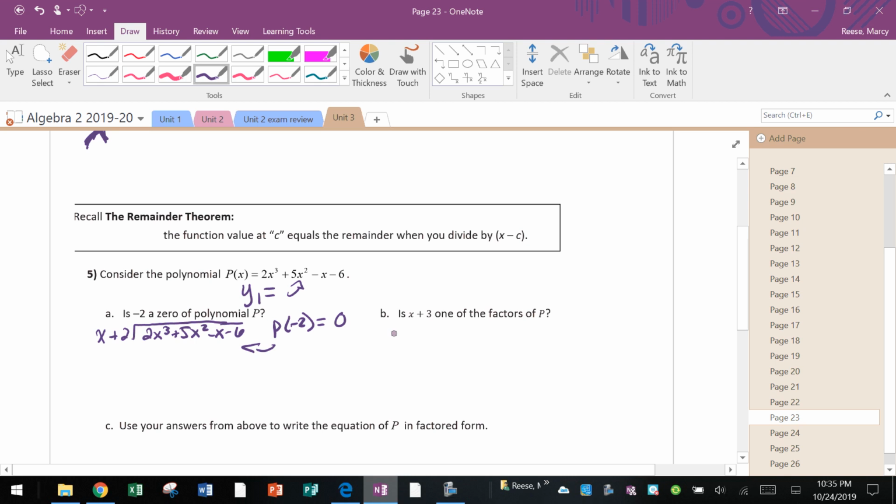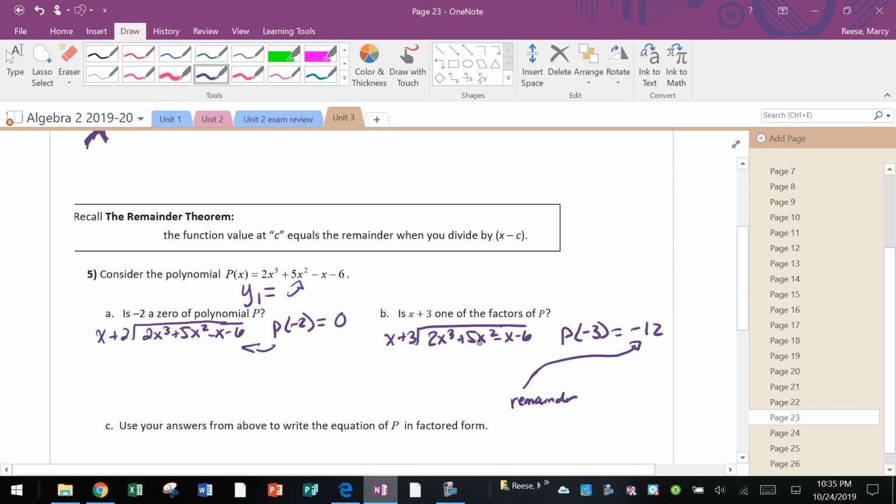Okay? If I were to do the division with x plus 3 divided by all that, I'm going to divide all that out. The remainder down here would be whatever p of negative 3 is. So look at p of negative 3 on your calculator. It's negative 12. That is your remainder.